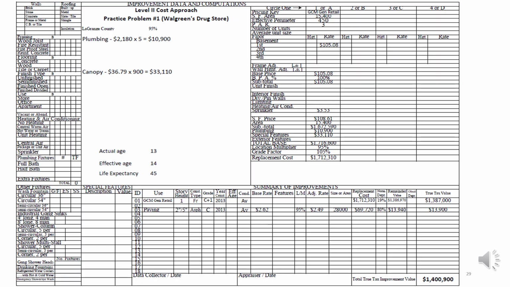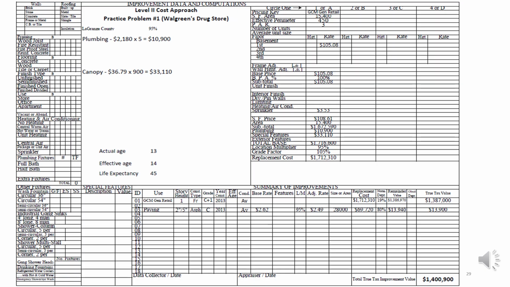Remember, one of the first things we need to do for depreciation is convert our actual age to our effective age. So we're going to go to Appendix F, page 21, and go to our actual age of 13. We're going to go over to our condition of average, and we're going to find an effective age of 14. The next thing that we need to do is determine our life expectancy. So again, we're going to be in Appendix F, page 23.